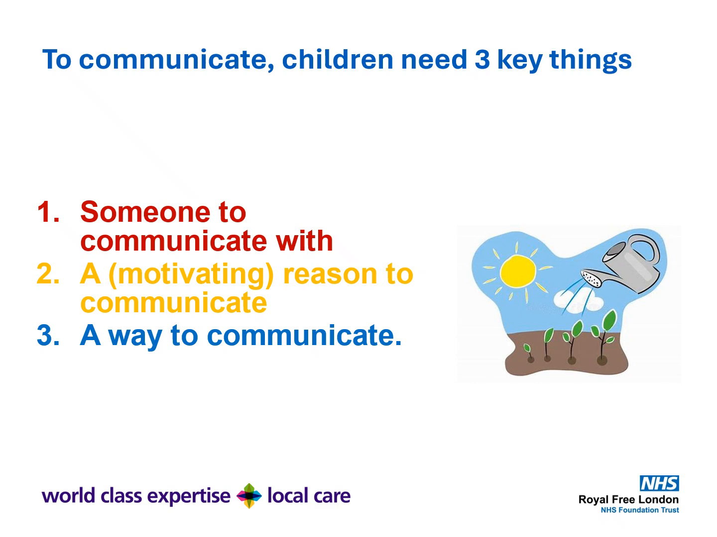So where do we start? We can't make a child communicate, but we can provide them with an environment that makes it as motivating and as easy as possible, so that we make it more likely they will communicate. To communicate, we need 3 things to be in place. First, we need someone to communicate with. Second, we need a motivating reason to communicate. And third, we need a way to send and receive the message. And remember, this includes so much more than just speech. You can think of your child's communication like a seed, and these 3 things are the water, the soil, and the sunshine that it needs to grow.